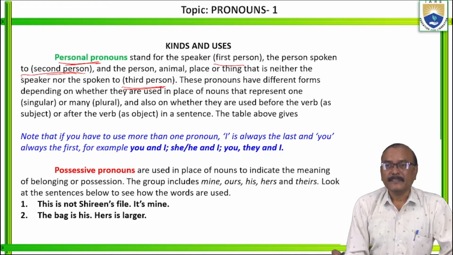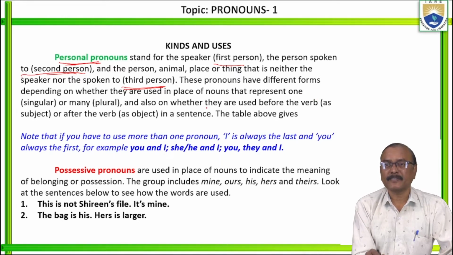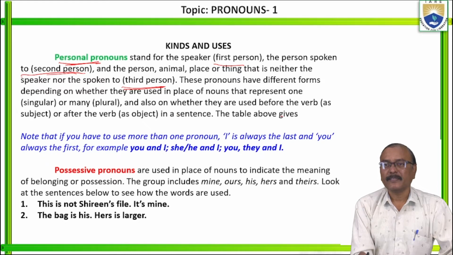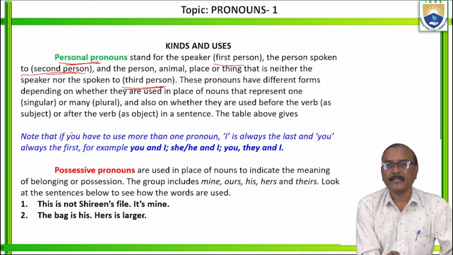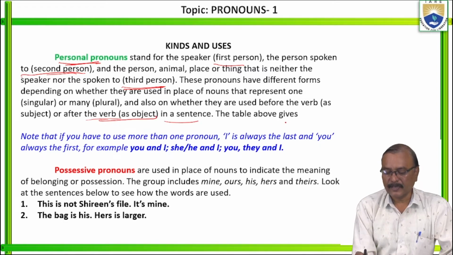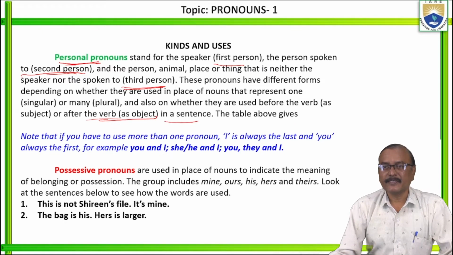These pronouns have different forms depending on whether they are used in the place of nouns that represent the singular or many, and also on whether they are used before the verb as subject or after the verb as object in a sentence. Is it clear? The table above gives that. We have already seen the table.